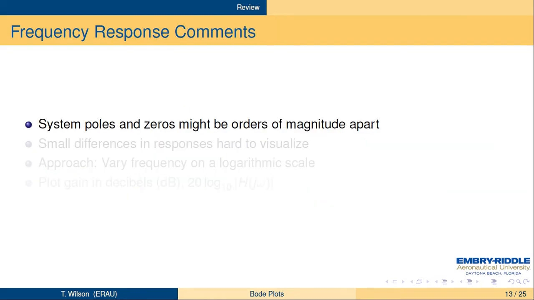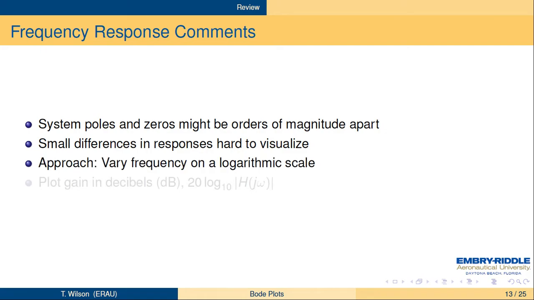So here's the situation. The poles and zeros could be orders of magnitude apart. In this case, they were an order of magnitude apart, and there could be more poles and more zeros. So how would we tell what their effect is on the frequency response of the circuit? There could be small differences, and those could be hard to see.